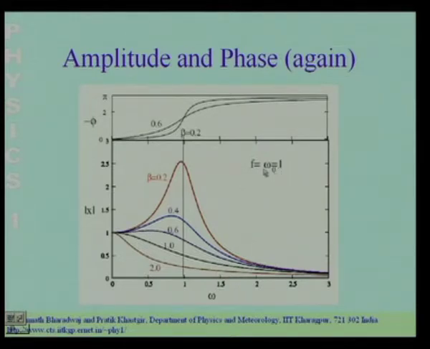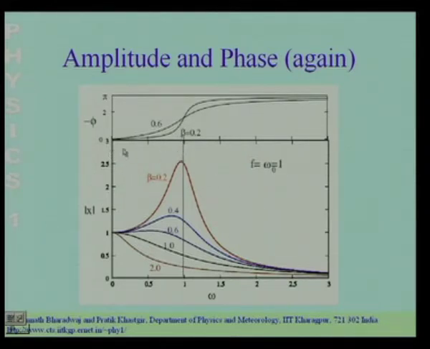Now, we saw in the last class that at frequencies less than omega naught, the oscillation was in the same phase as the force, and at frequencies more than omega naught, the oscillation was exactly minus pi out of phase with the force. Today we have understood why minus pi, why not plus pi, and in the case of no damping, there is a sudden jump in the phase from 0 to minus pi at the natural frequency omega naught equal to 1 in this case.